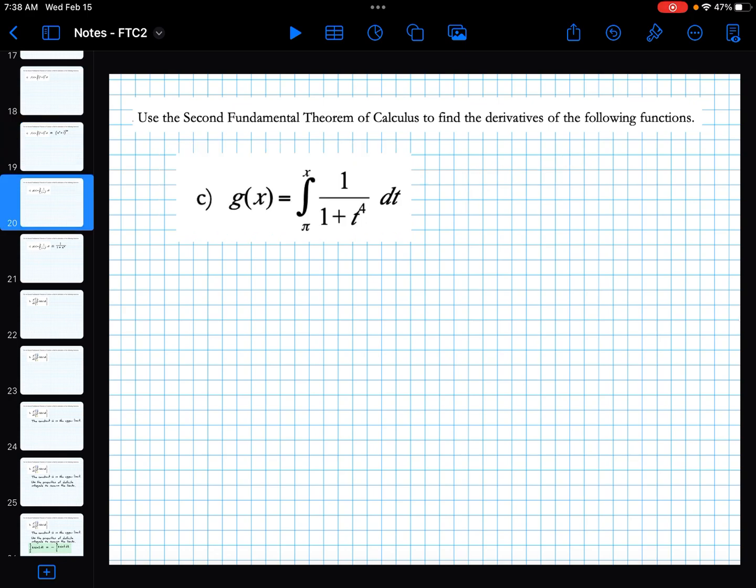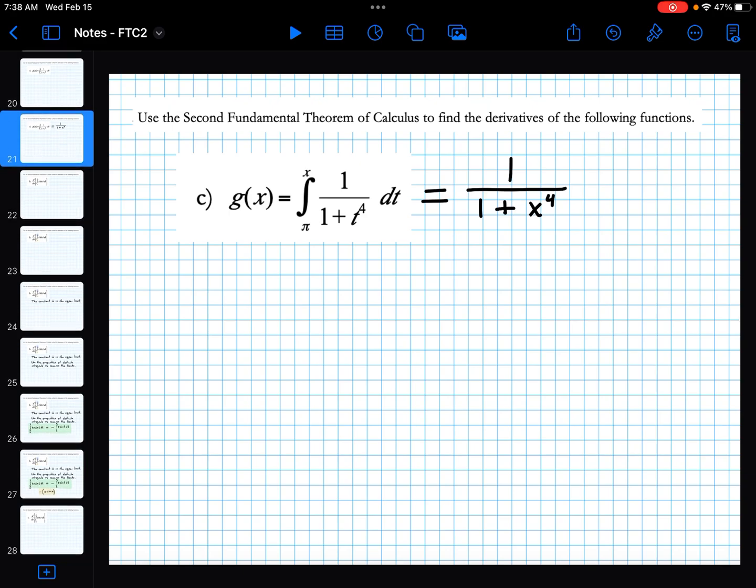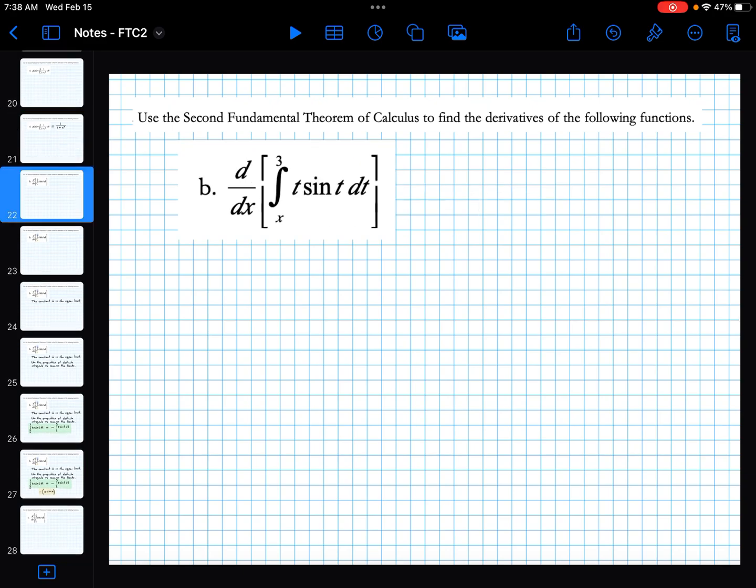All right, here's another one. Constant lower limit, pi, variable upper limit, x. Just rewrite the integrand and replace t with x. You're good to go. But it has to meet those conditions. You have to have a constant in the lower limit of integration and a variable in the upper one. If it doesn't meet that, you still can potentially do the problem. You just have to make a couple of little tweaks to make it work out.